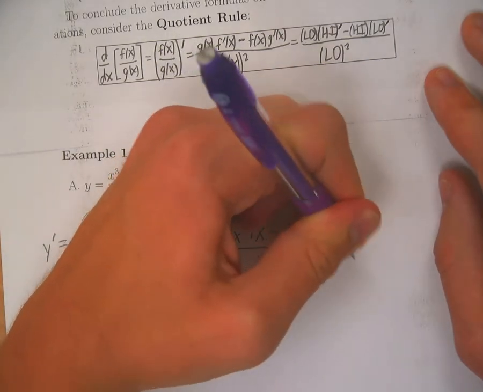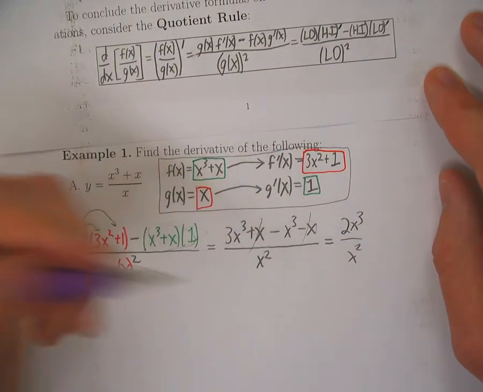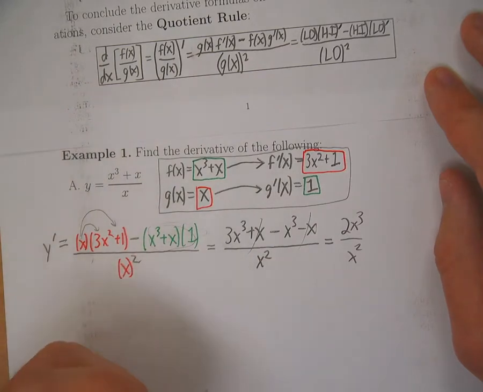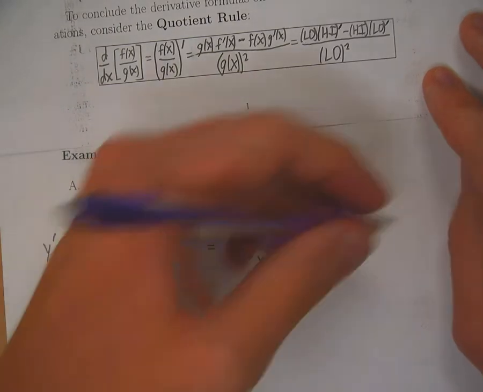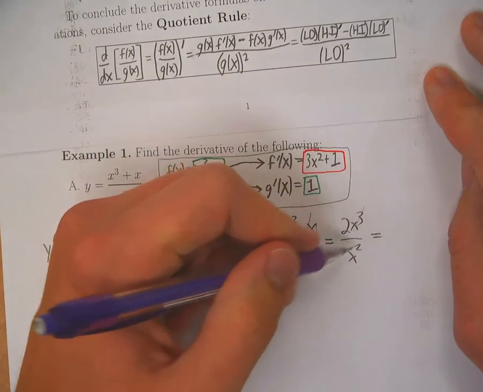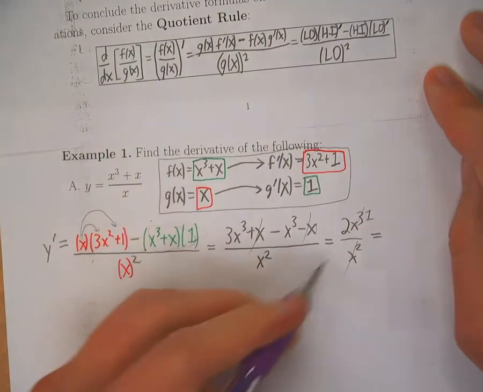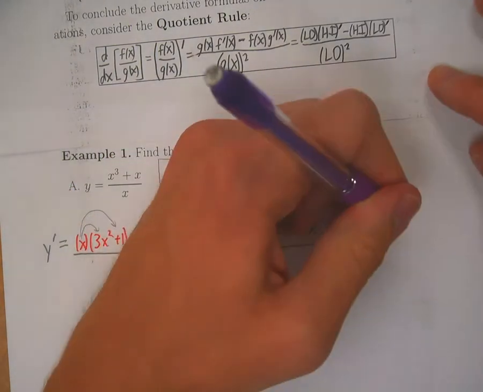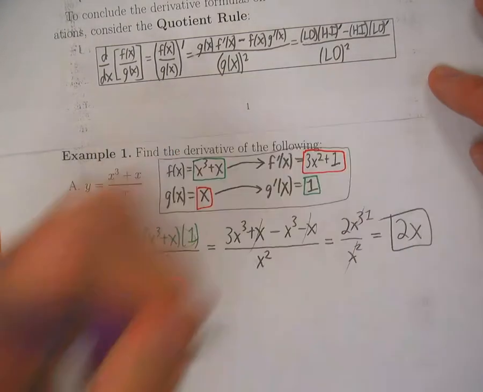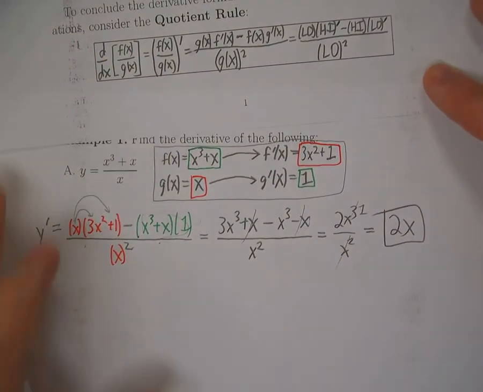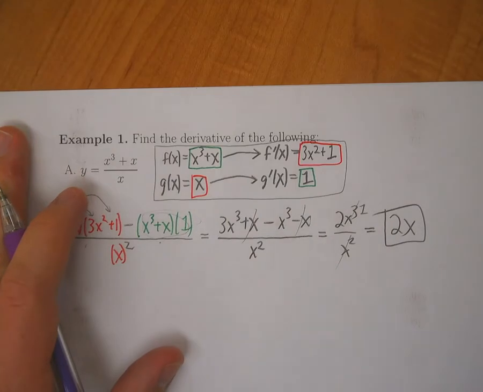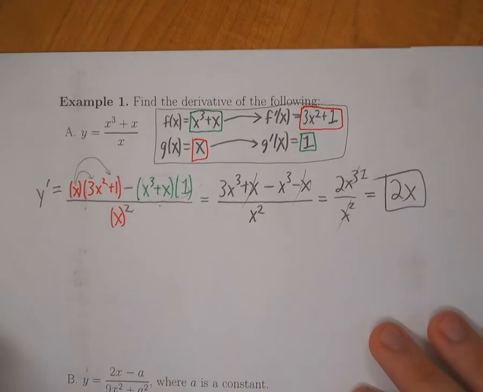So x squared. So yeah, the x's cancel each other out. 3x cubed minus x cubed becomes 2x cubed. And then a quick little bit of exponential laws later should tell you that this just becomes 2x, which is exactly what we got in the warm-up. Okay. So any questions on that?